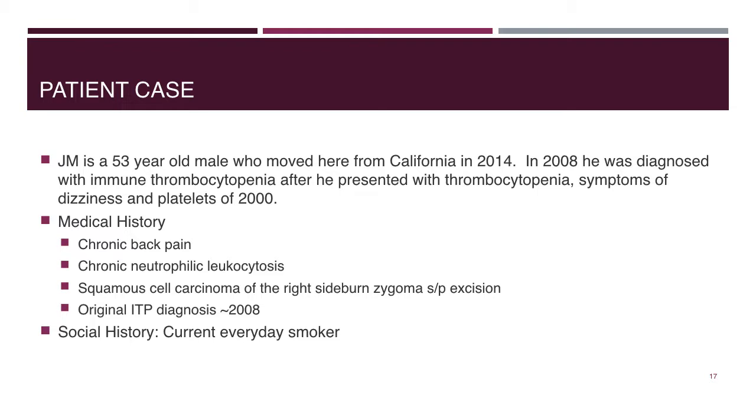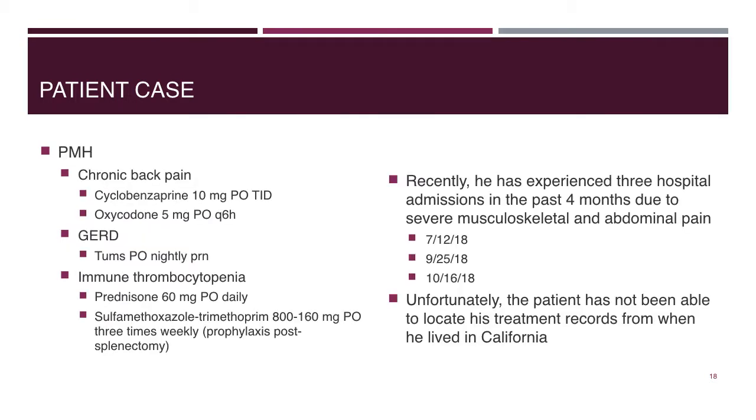He is a current everyday smoker. His past medical history is listed here, but one of the things I wanted to point out is what he's receiving for his ITP. And so he's currently receiving prednisone 60 milligrams orally daily, but is also on Bactrim DS for prophylaxis post-splenectomy. This is also because of his immunosuppression from his long-term corticosteroids.